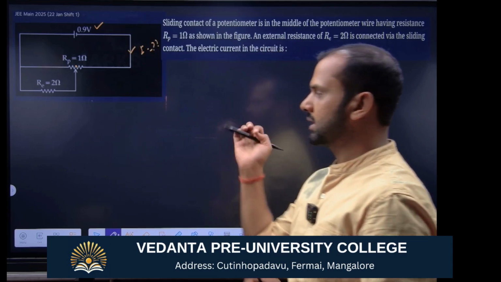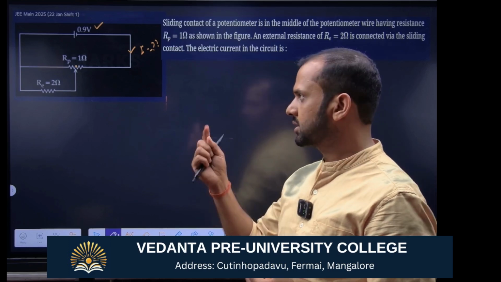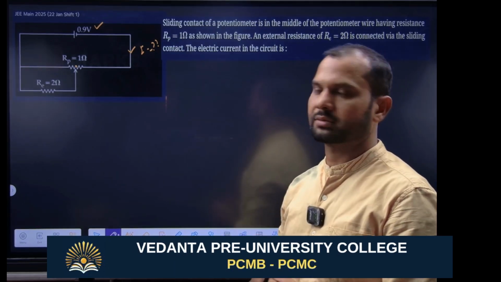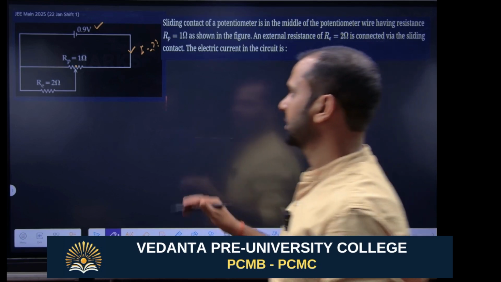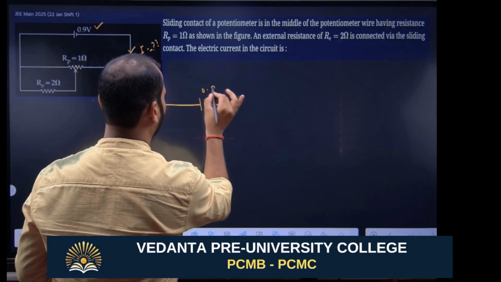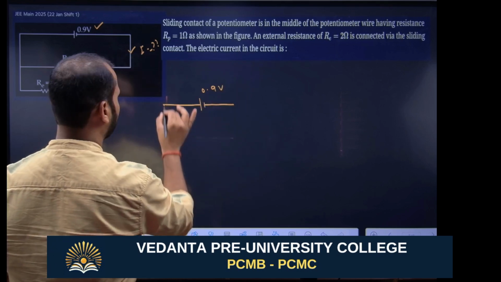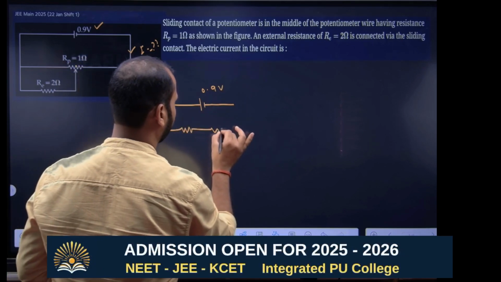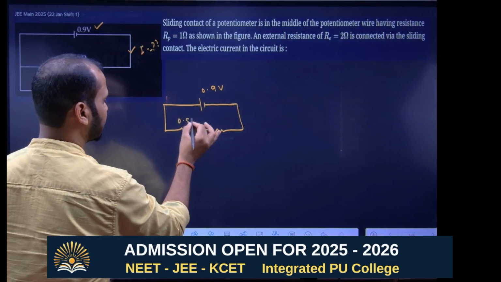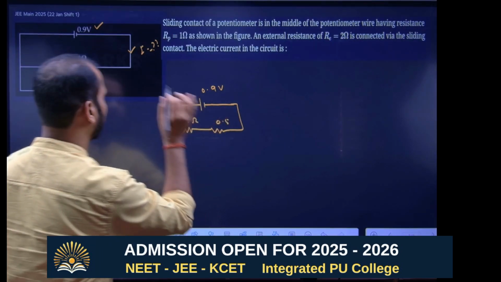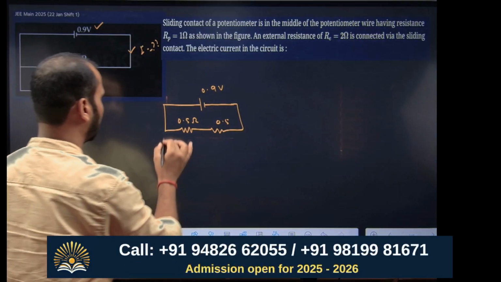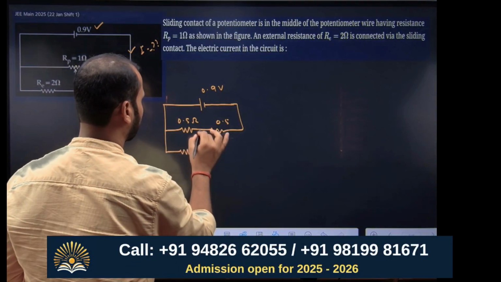Whenever this wire is having 1 ohm resistance, since the point is at the midpoint, half the resistance will be this side and half will be this side. If I redraw this circuit, one 0.9 volt battery is there and here 2 resistances will be there. Why 2 resistances? Because this is at the midpoint. What is the resistance? 0.5, 0.5, because 1 is the net resistance and we are dividing it into 2 equal parts. Down, one more resistance is there, that is 2 ohm.